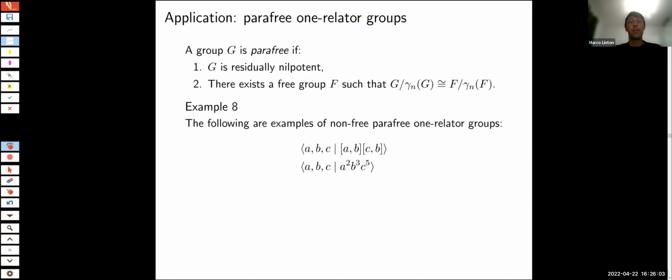Okay, and it turns out also within the class of one-related groups, there are many parafree one-related groups. So these are just two simple examples, and I gave a family of examples earlier as well.